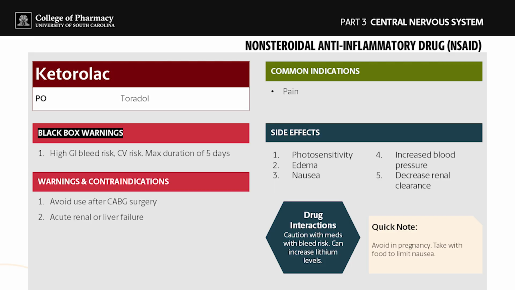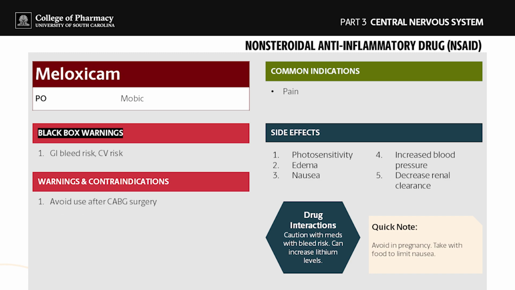Another NSAID is Ketorolac. The brand name is Toradol. There's also an injectable Toradol that's not on this slide, but it's an injectable Toradol. It's for pain, and the side effects are photosensitivity, swelling, nausea, increased blood pressure, and decreased renal clearance. Now, this drug is so important to follow this. You need to tell the patient to make sure they take it with food to limit nausea and GI bleed. This has a high risk for GI bleed. So the maximum duration of this drug is 5 days. 5 days. And make certain that you stay within those parameters. If a practitioner asks you, you want to tell them 5 days max.